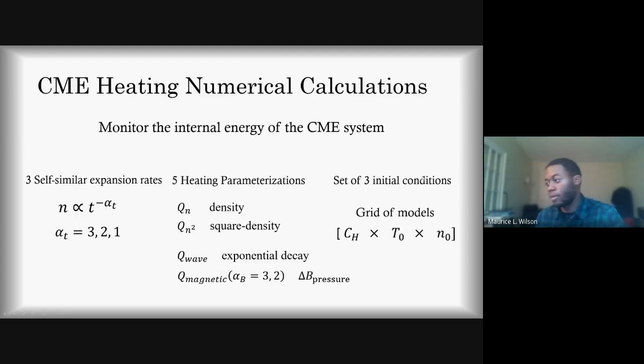And then we start the model with three initial conditions. We have a grid of models, and each cell starts off with these three conditions. We have a heating rate coefficient. The heating changes, but there's a heating coefficient within that parameterization. We start off with an initial temperature and an initial density, and we allow the temperature and density to evolve over time. We allow a variety of things to evolve, but these are the most important things.